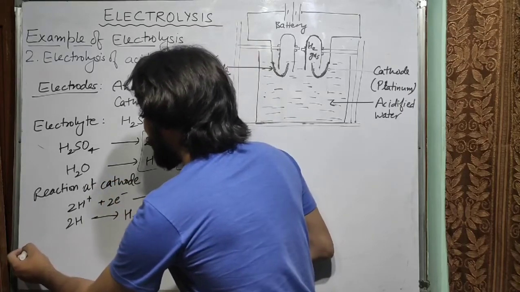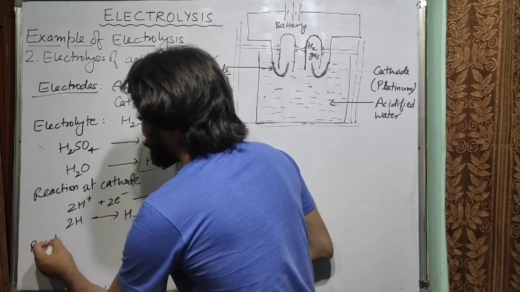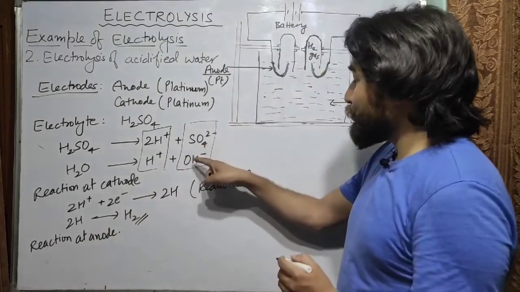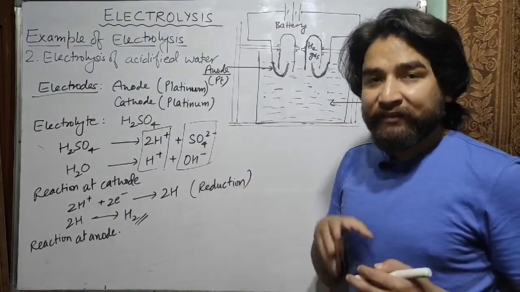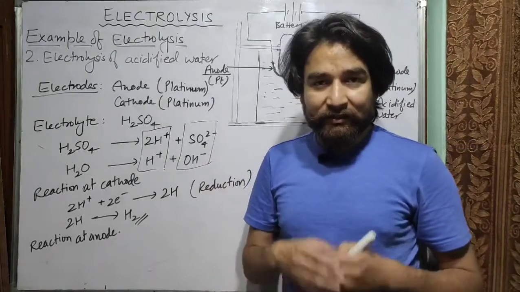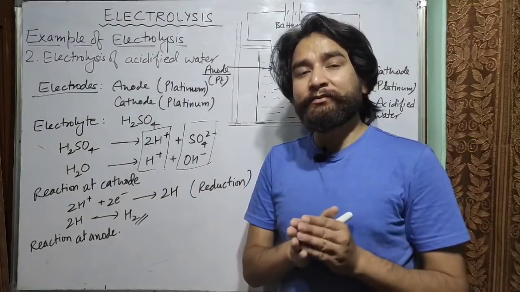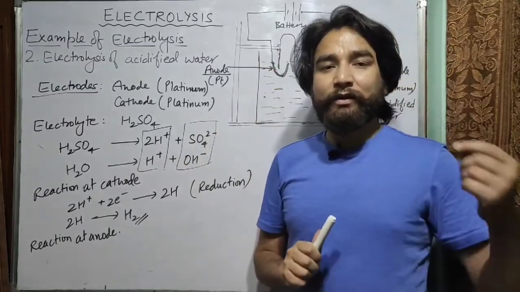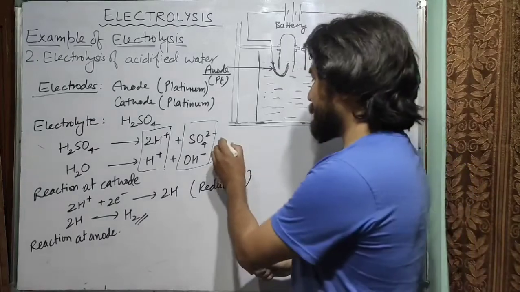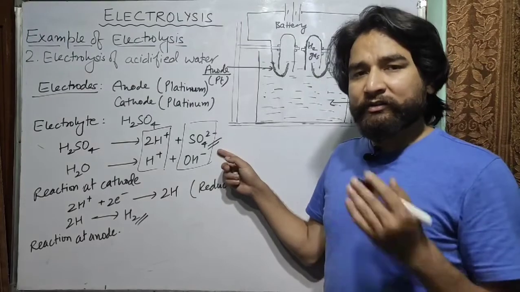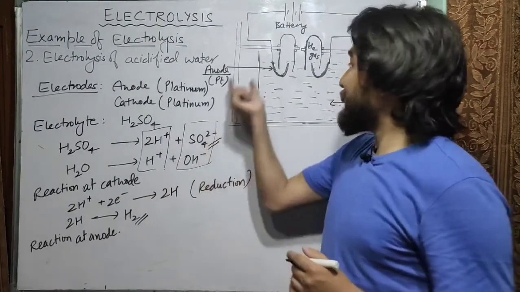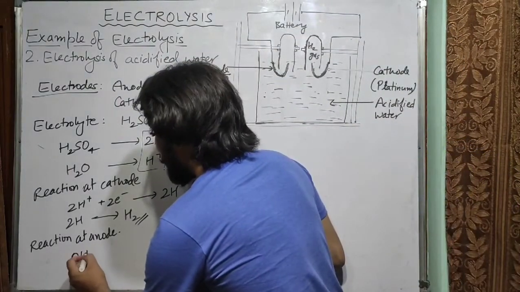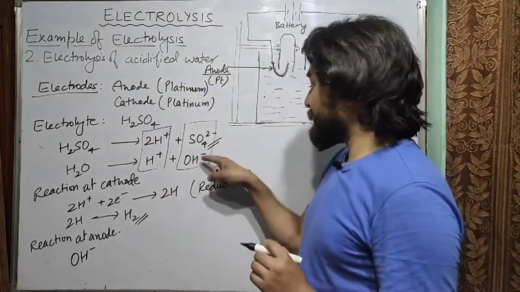Now what happens at anode? So let's see the reaction at anode. We have 2 negative ions here. One is the sulfate ion and the other is the hydroxyl ion. Now we have to select an anion which will migrate towards anode. According to selective discharge, sulfate is least preferred for oxidation. So OH- ion will migrate towards the electrode, that is anode, instead of sulfate ion.